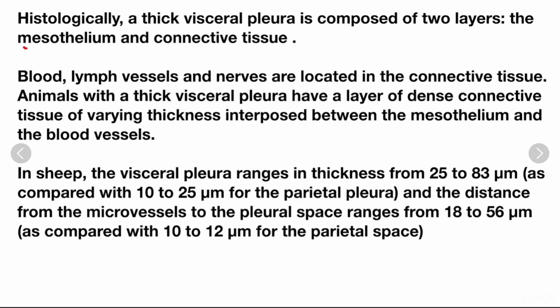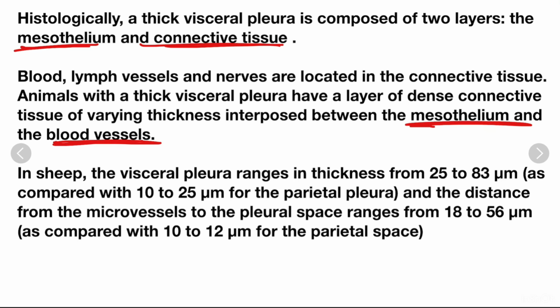The first is the mesothelium and the second is connective tissue. Blood vessels, lymph vessels, and nerves are located in the connective tissue. Animals with a thick visceral pleura have a layer of dense connective tissue of varying thickness interposed between the mesothelium and blood vessels. Very, very important. So this dense connective tissue is interposed between the mesothelium and blood vessels.